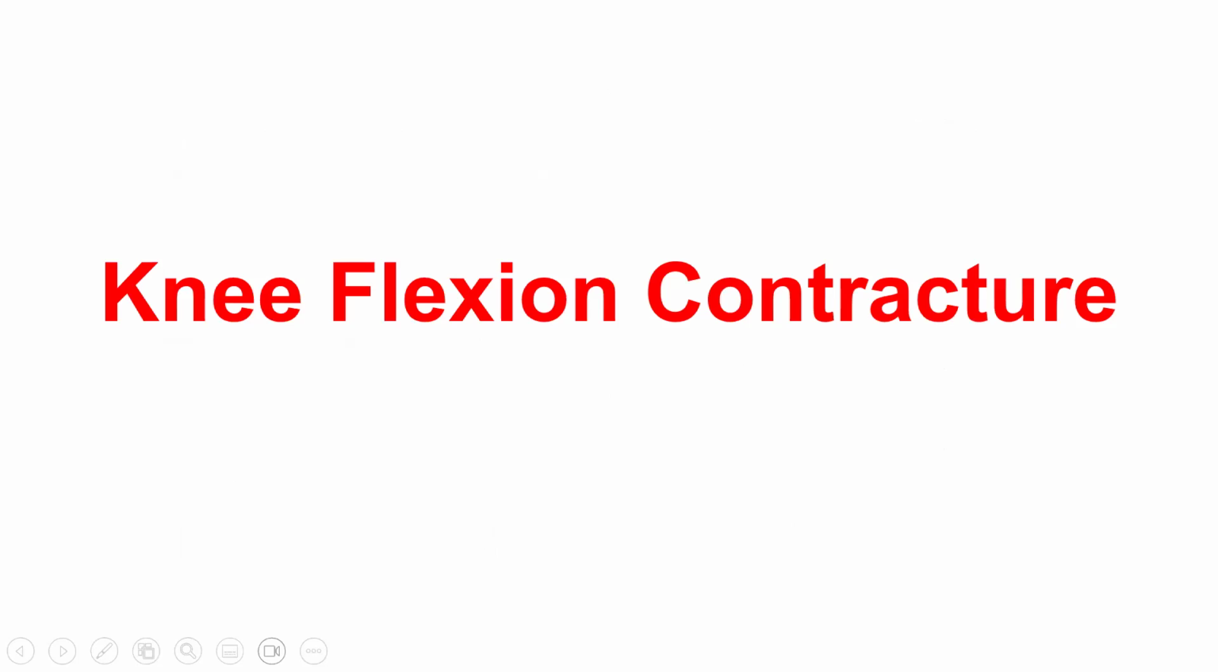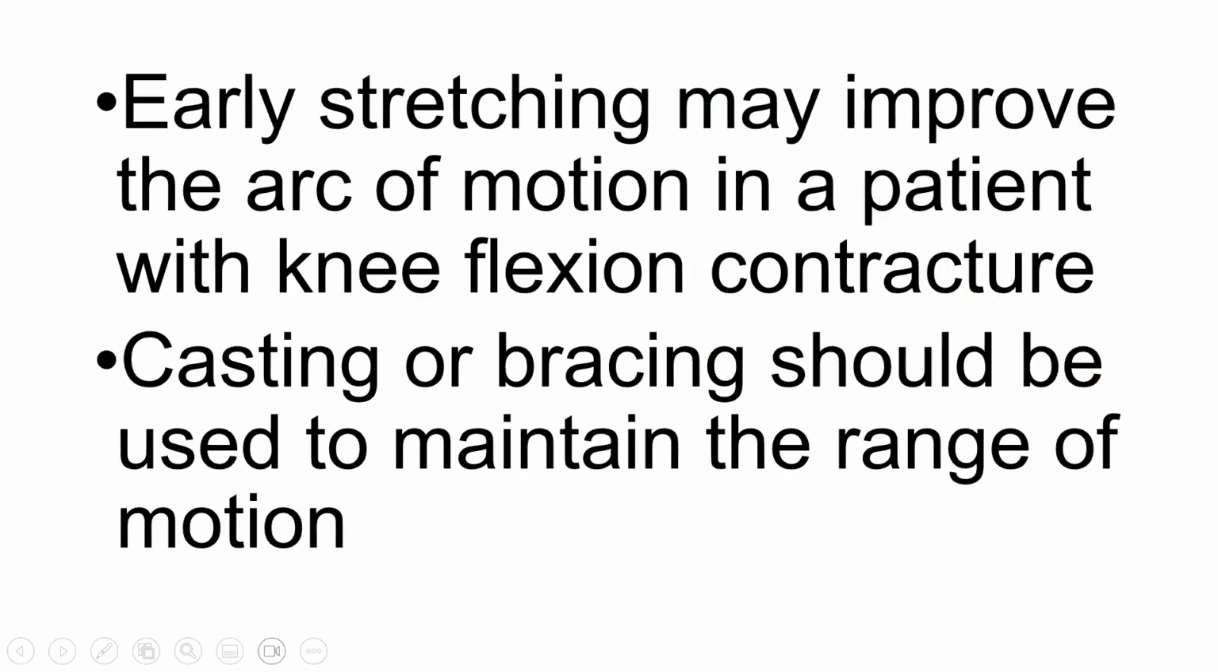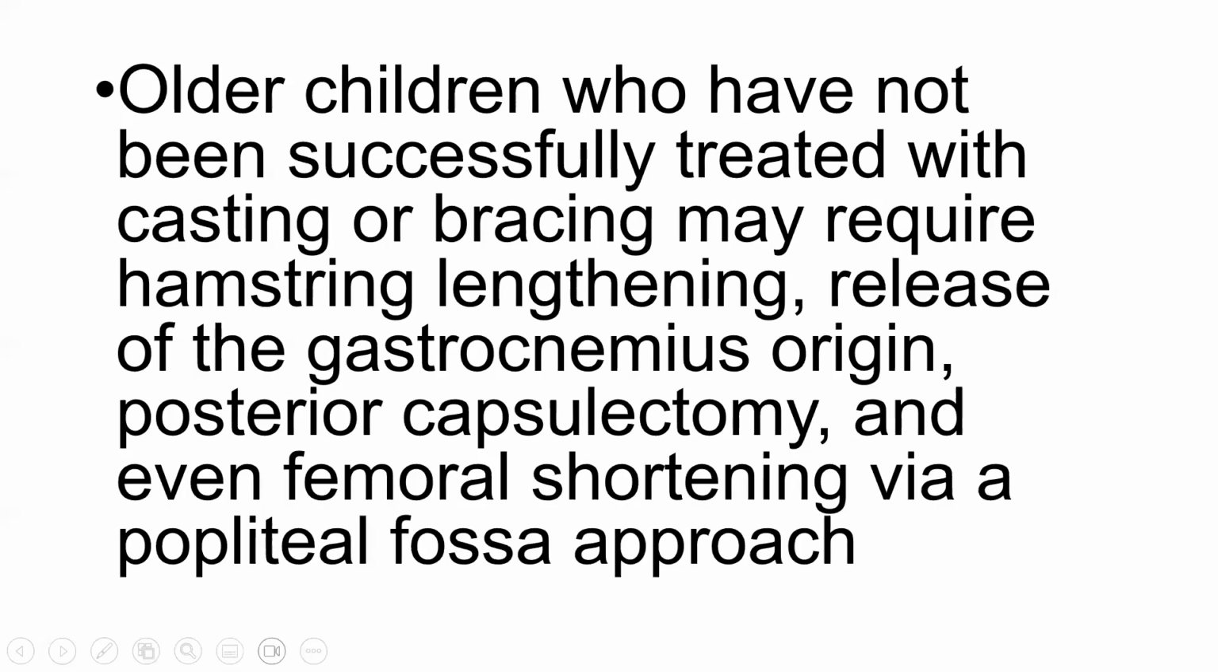Knee flexion contractures: early stretching may improve the arc of motion in arthrogryposis. With knee flexion contracture, casting or bracing should be used to maintain the range of motion. Children who have not been successfully treated with casting or bracing may require hamstring lengthening, release of the gastrocnemius origin, posterior capsulectomy, and even femoral shortening via a popliteal fossa approach.